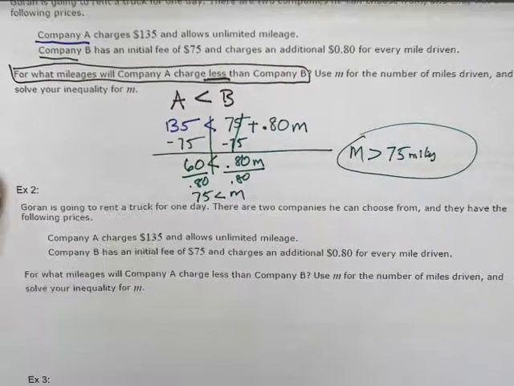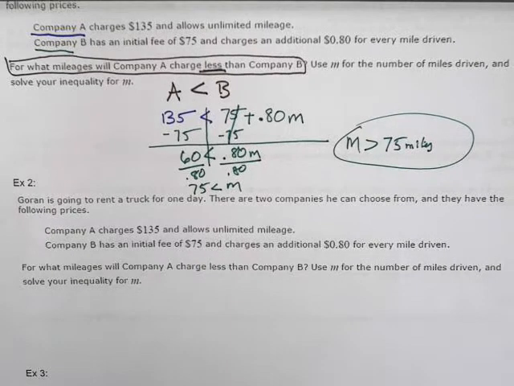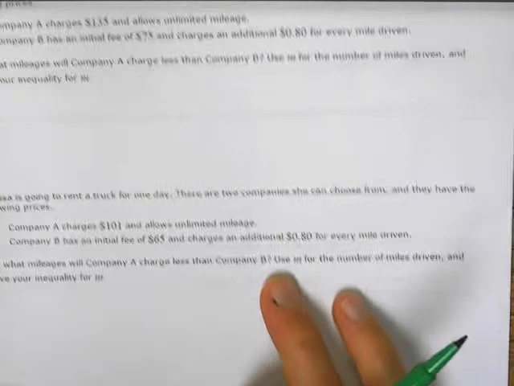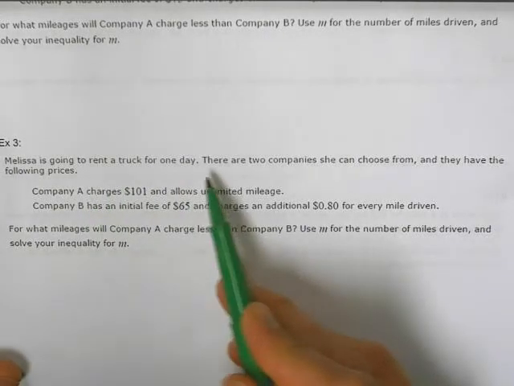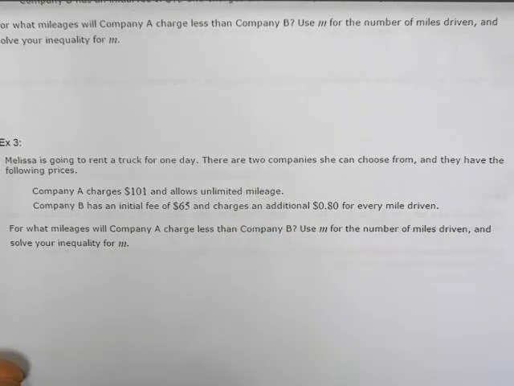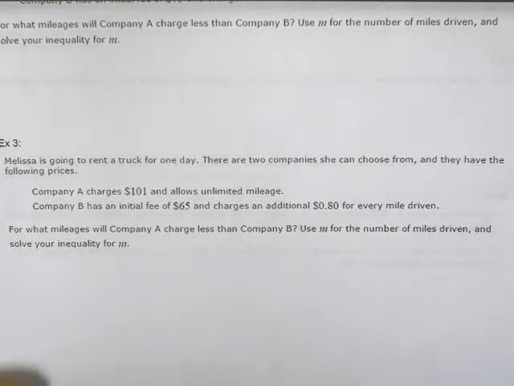Let's look at one more. Here, that's another Goran example. Actually, it looks very similar. It might even be the same one. Let's go to the bottom here. Example 3 says Melissa is going to rent a truck for 1 day. There are two companies to choose from. They have the following prices. You know what? This one is so similar. I have a feeling you're going to be fine setting it up.